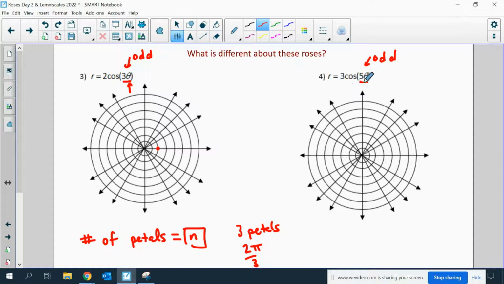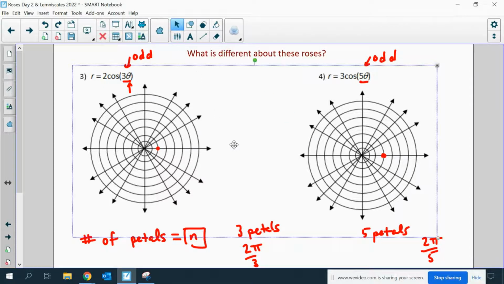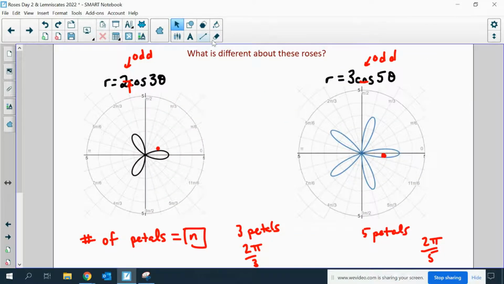For 3 cosine of 5 theta, once again, when I plug in 0, this is maximized. So I would have a point here. I have 5 petals, and my rotational symmetry is 2 pi over 5. And so what you see when all of this is deleted is that you end up with 3 petals, 2 pi over 3 is our rotational symmetry, 5 petals, 2 pi over 5 is our rotational symmetry.